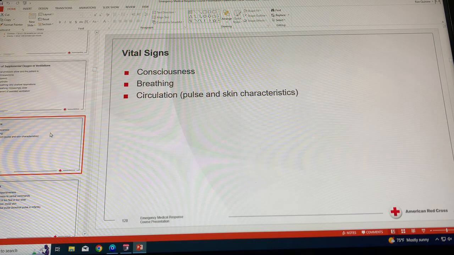Okay? So the vital signs here, you have consciousness, right? Someone needs to be conscious. If they're unconscious, then we have a big problem. Breathing is one of the vital signs. And circulation, pulse and skin characteristics, okay?